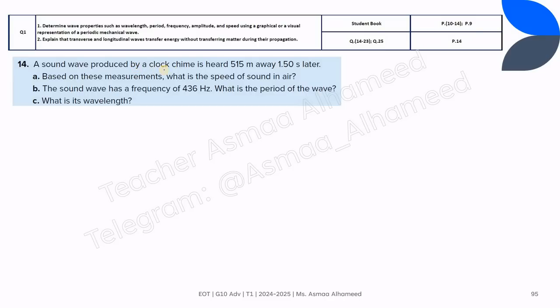A sound wave produced by a clock chime is heard 515 meters away 1.5 seconds later. So this is a normal distance, this is a normal time. Based on these measurements, what is the speed? In part A, V will be distance over time. So the distance here is 515 over 1.5, and the answer will be 343 meters per second.